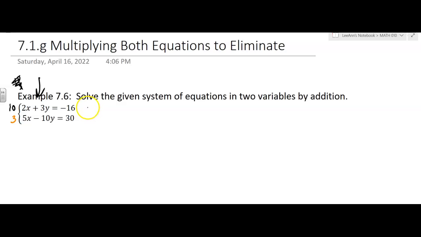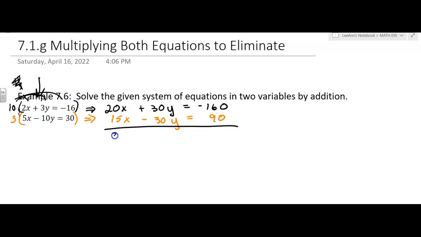Now, remember when you multiply, you're going to get two new equations, a new top equation and a new bottom equation. But you have to distribute across the whole equation. You know, you could put parentheses, that might help you remember. But I'm going to get 20x plus 30y equals negative 160. Kind of some big numbers, and that happens sometimes with these types of problems. But I'll give you the good news in a minute. The bottom equation, and we're distributing here as well, we're going to get 15x minus 30y equals 90, right? Okay.